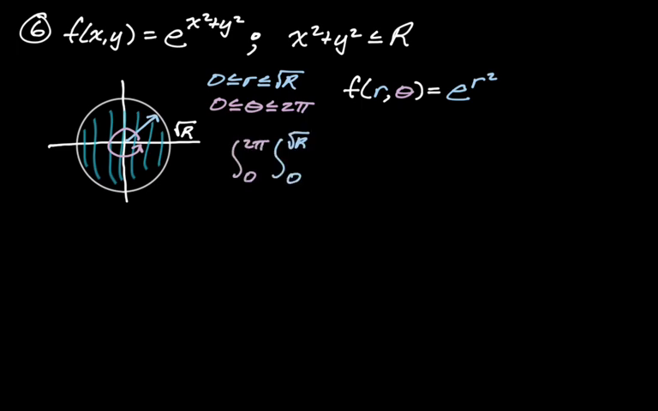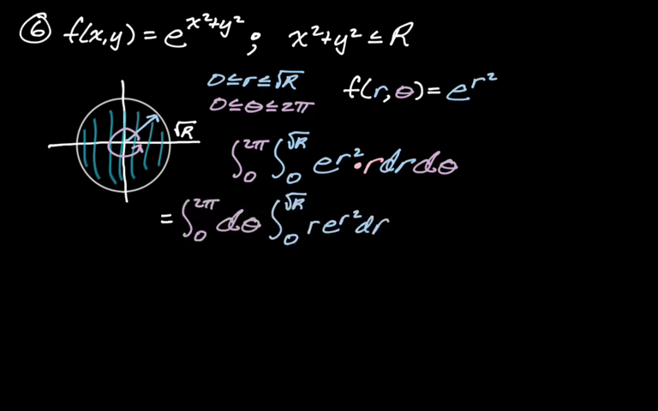Set it up. Our integrand is e to the r squared, but there's an r dr d theta. That r is really important in this particular case because without that r, you couldn't integrate e to the r squared, right? You need r e to the r squared for the u substitution. This we can break into two integrals, so we will. There's going to be 0 to 2 pi of d theta, and then 0 to root capital R of r e to the r squared.